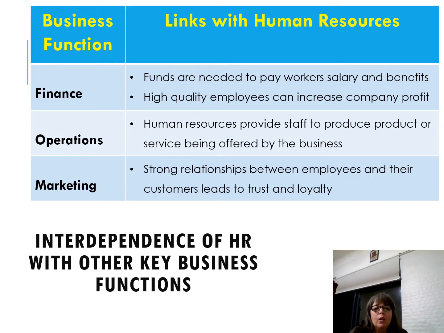We're going to look at the interdependence of human resources with other key business functions. This is something that we look at for each of the 4 units, because none of these things operate in a bubble. They are all working parts of a business and they require one another in order for the business to be able to work effectively.